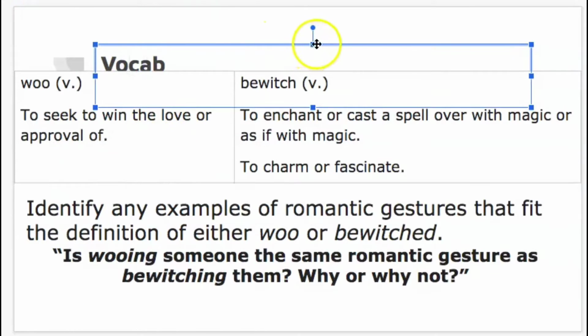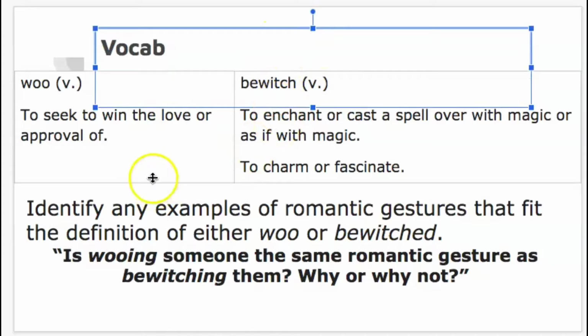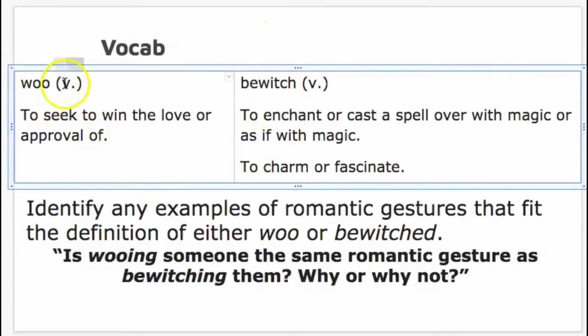Now let's look at the words woo and bewitch. The word woo is a verb. It means to seek to win the love or approval of someone. And bewitch means to enchant or cast a spell over with magic or as if with magic, or to charm or fascinate someone.